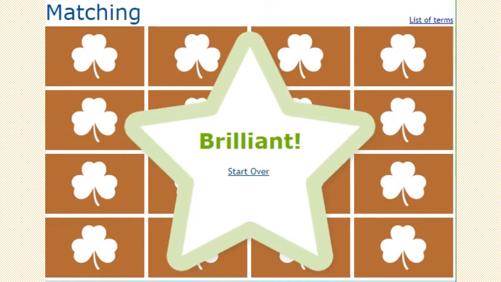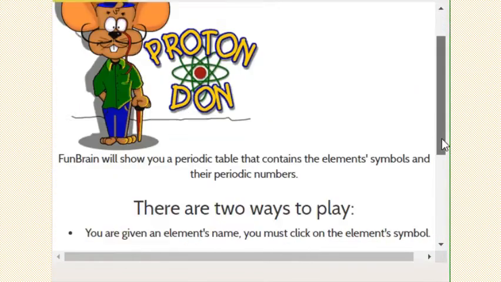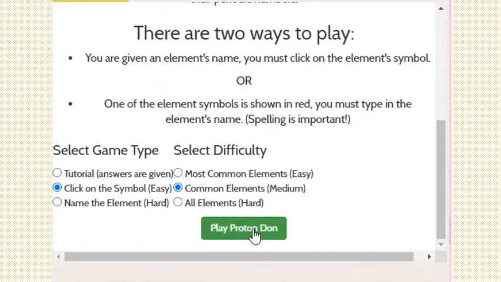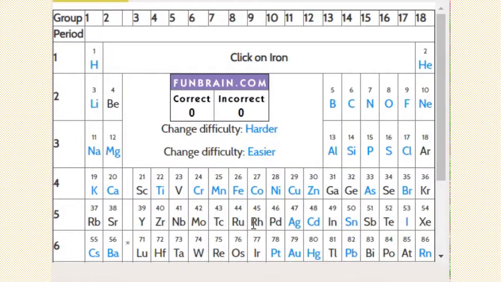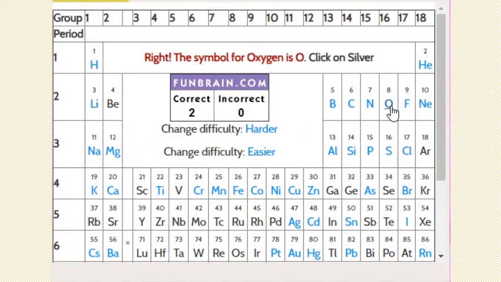Brilliant! Thank you! All elements, the artificial and the natural ones, are classified in a periodic table. In this game, we will identify the symbols of some elements. For example, iron. Where is the symbol of iron? Fe stands for iron. O stands for oxygen.